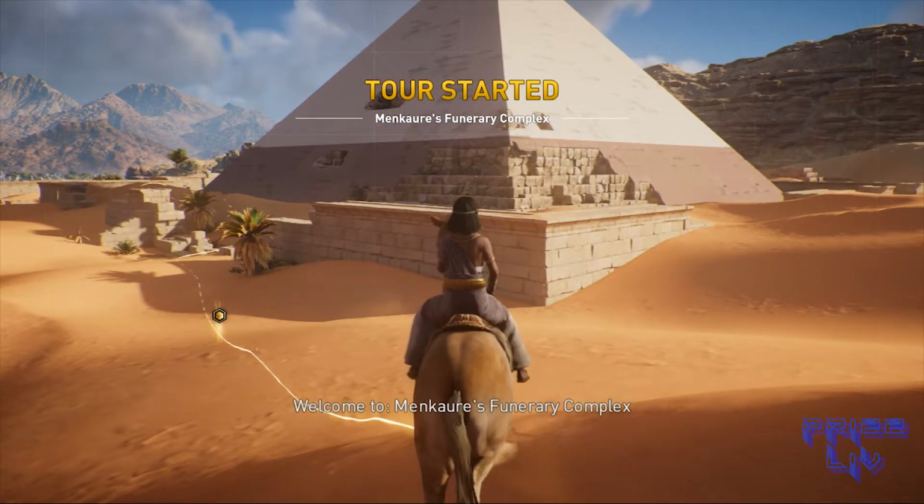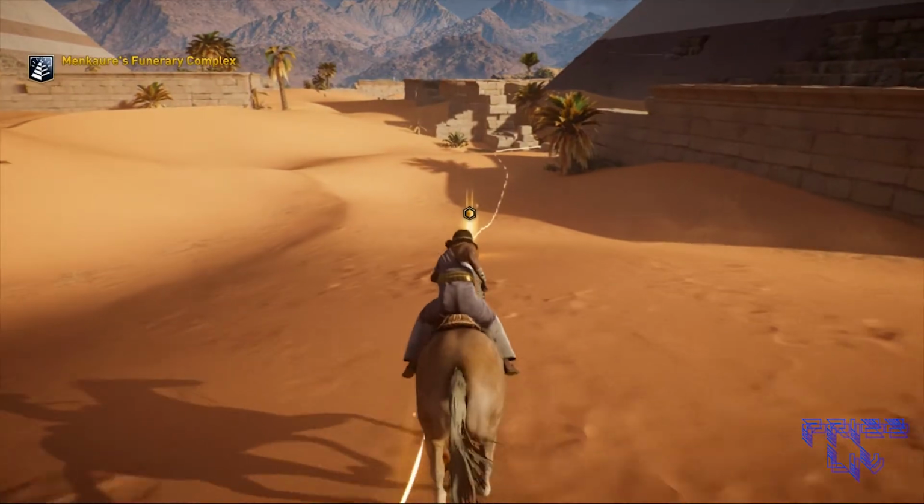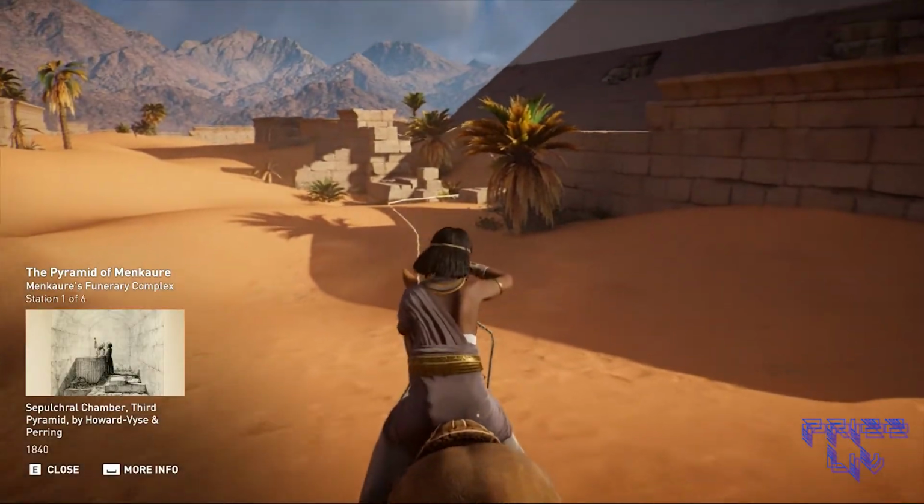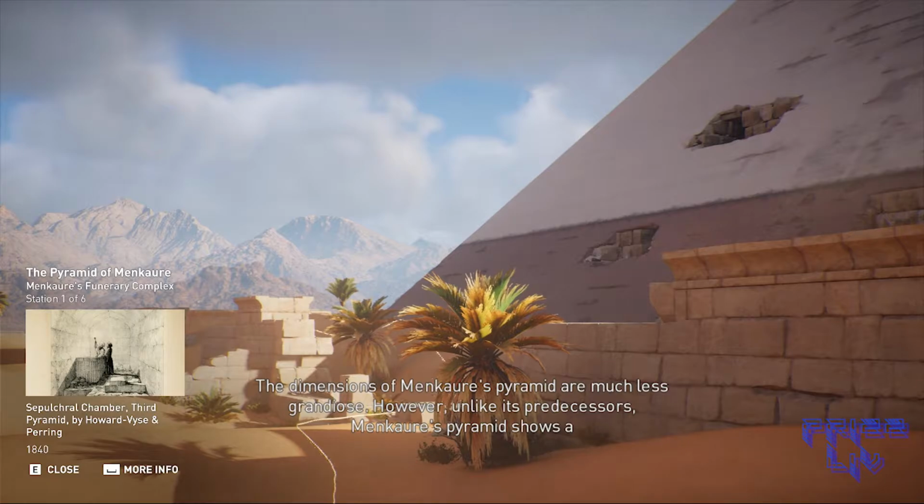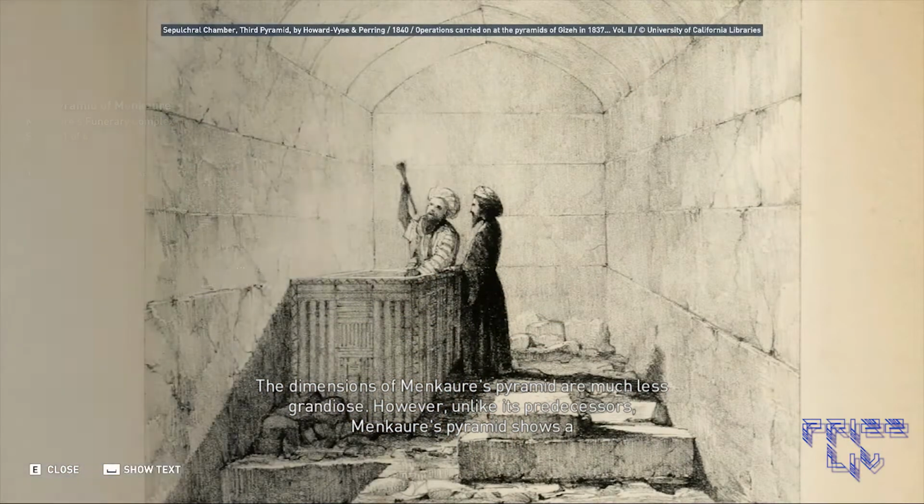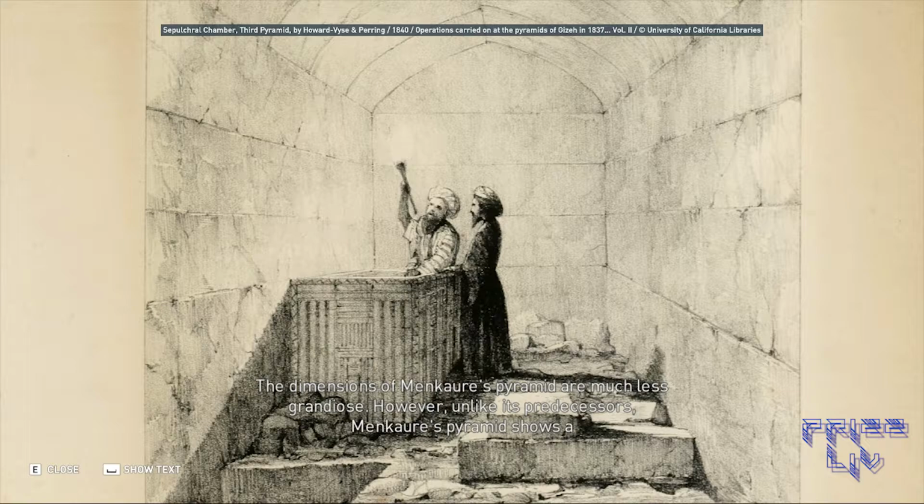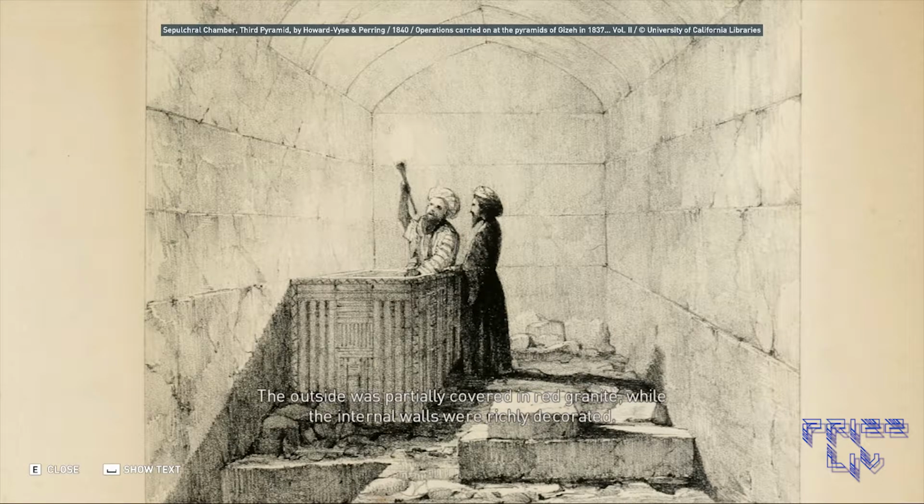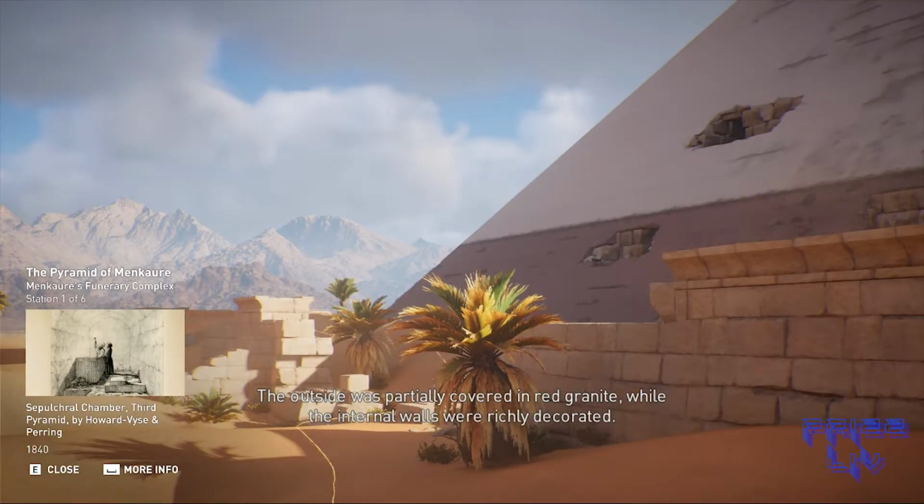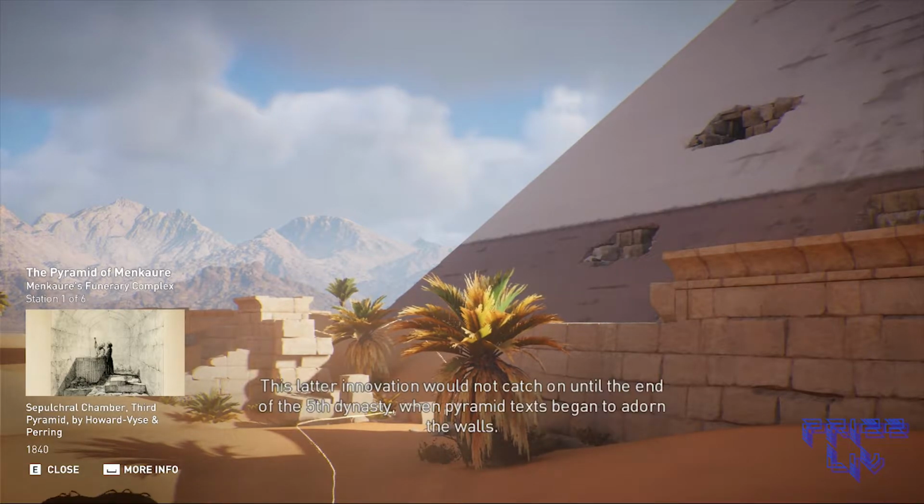Welcome to Menkaura's funerary complex. The dimensions of Menkaura's pyramid are much less grandiose. However, unlike its predecessors, Menkaura's pyramid shows a great deal of complexity in its internal and external finish. The outside was partially covered in red granite, while the internal walls were richly decorated. This latter innovation would not catch on until the end of the 5th dynasty, when pyramid texts began to adorn the walls.